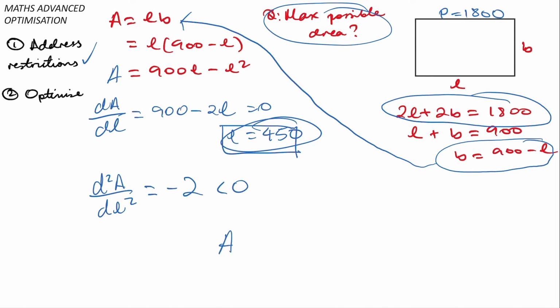So the maximal possible area will therefore just be A is equal to 900 times 450 minus 450 squared, units squared. And whatever answer I get from plugging that in the calculator will be my maximum possible area.